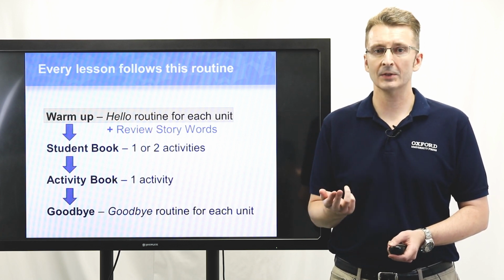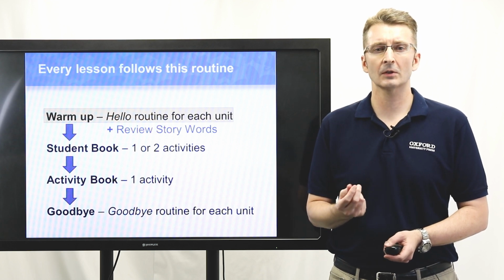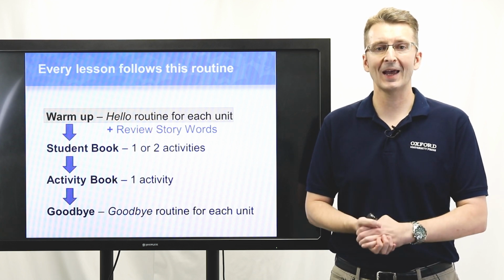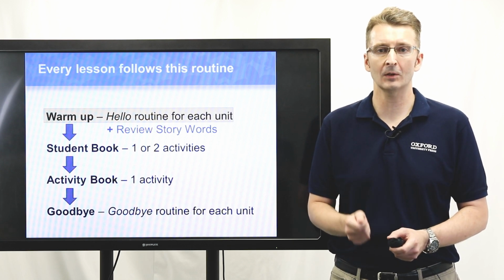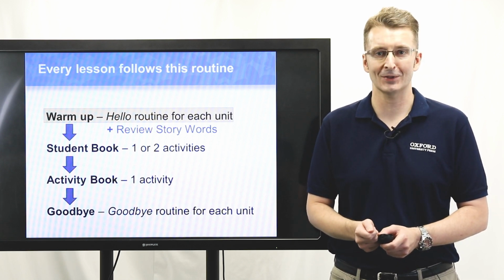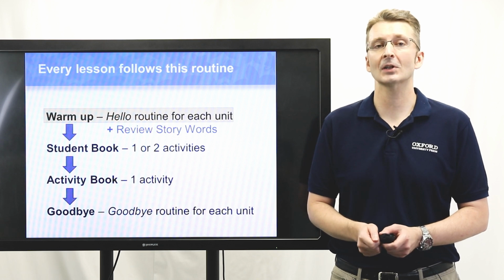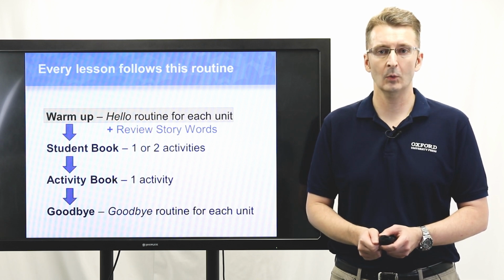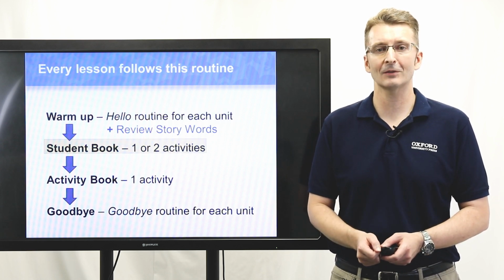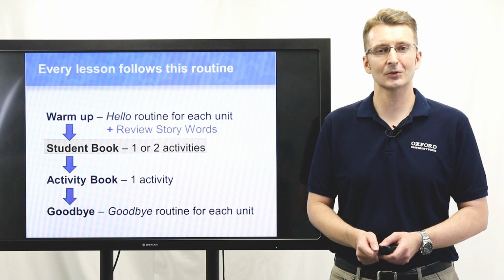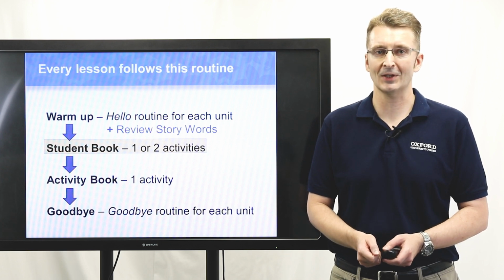In our example lesson, you'll quickly remind students of the expression hold hands and point out it's important to hold hands with an adult when we cross the street. This is related to Lesson 6's value, which is be safe. After the warm-up comes the main section of each lesson. Let's look at the student book activity for Lesson 6.